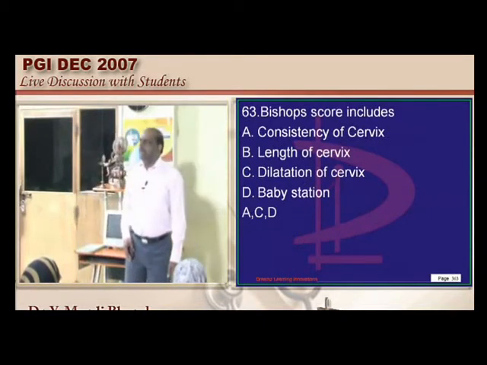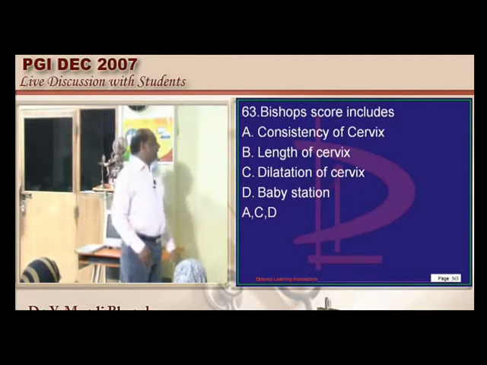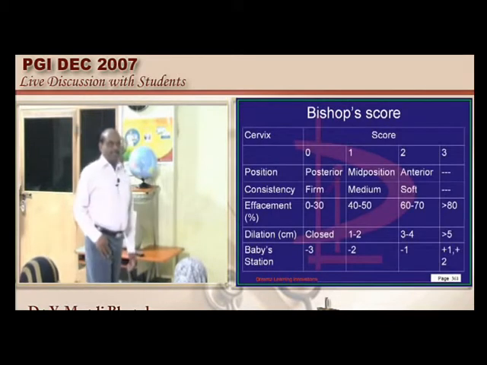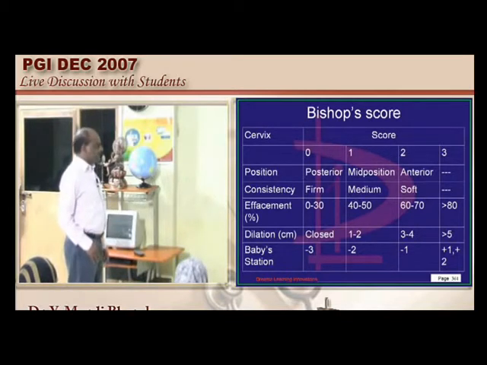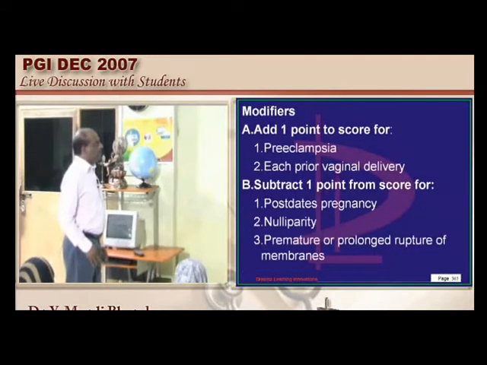Traditional question. What are the components of the Bishop score, doctor? Position of the fetus, consistency of the cervix, effacement, dilatation, baby station. Accordingly you have the scores which are being given. How do you interpret that, doctor?